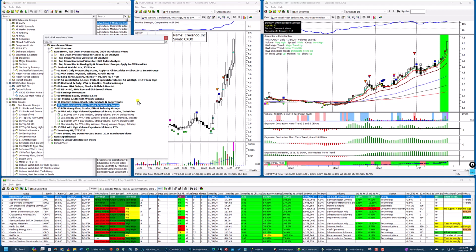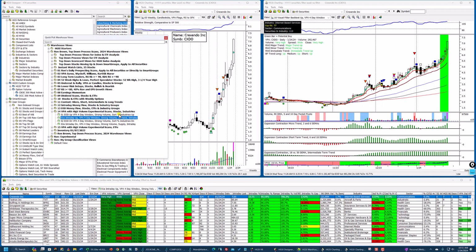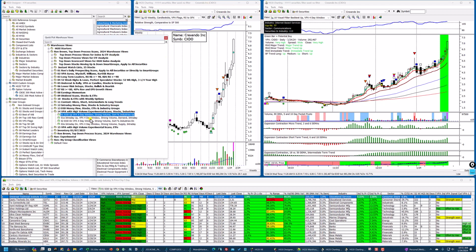This is something that I came up with last week. End of day up. VPA has to be within a 4-day window. Strong volume, in other words, above average volume, and it's sorted on the industries up. So looking over here at the industries, you can see that these go in descending order.